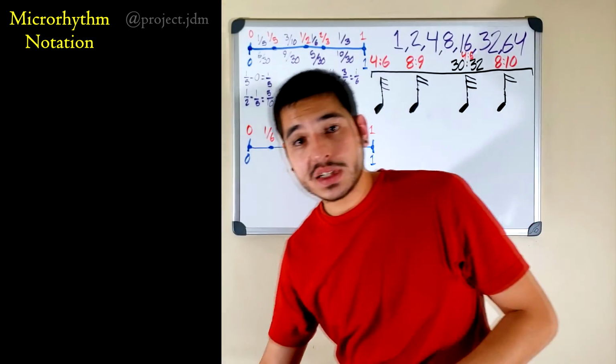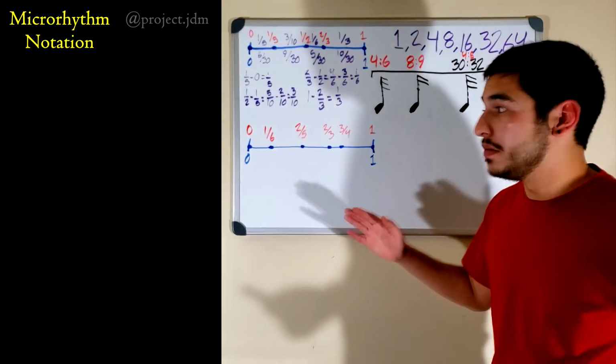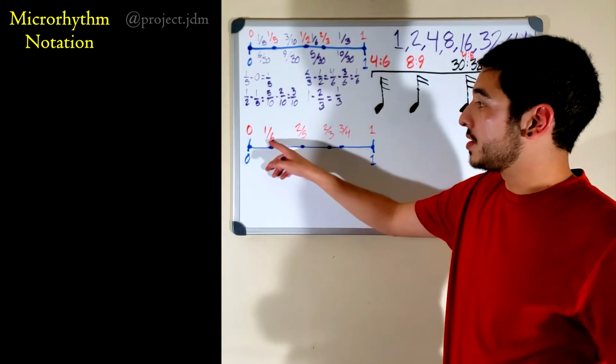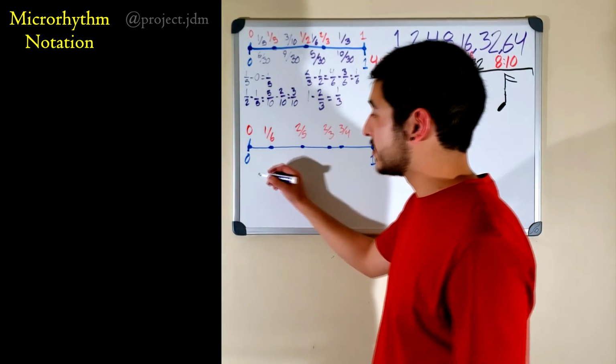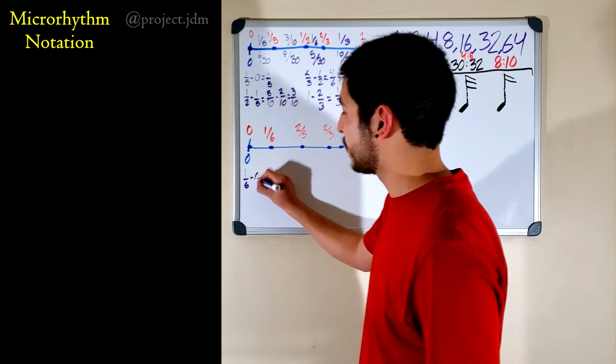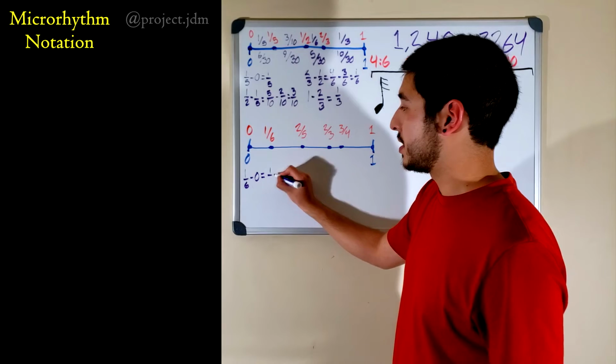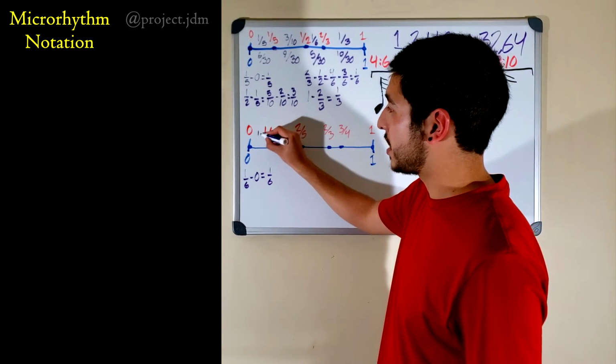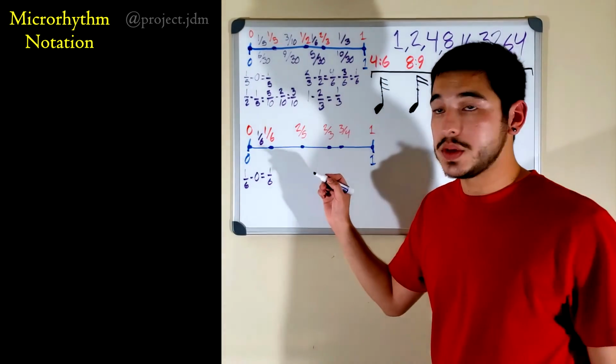So now that we have the timestamps, we're gonna find the length of each note. We're gonna say 1/6 minus 0 is gonna give us the length of the first note. So 1/6 minus 0 gives us 1/6. So this first note lasts for 1/6 of the beat.